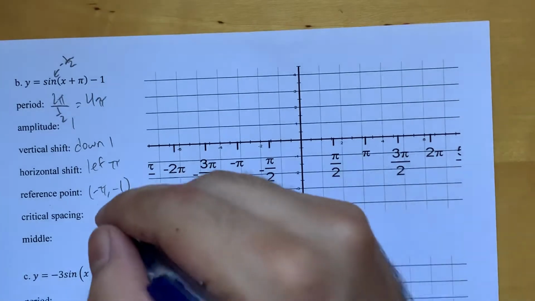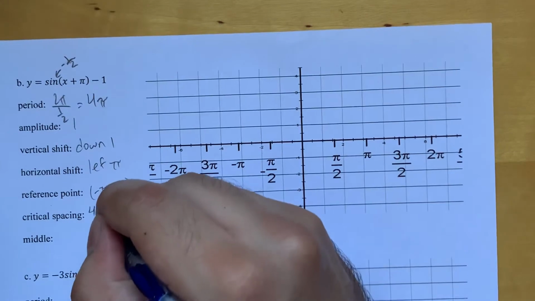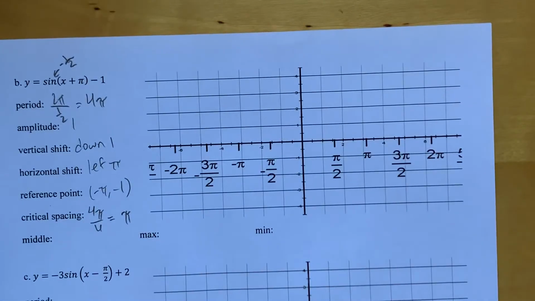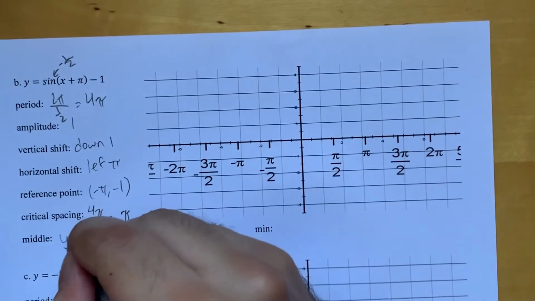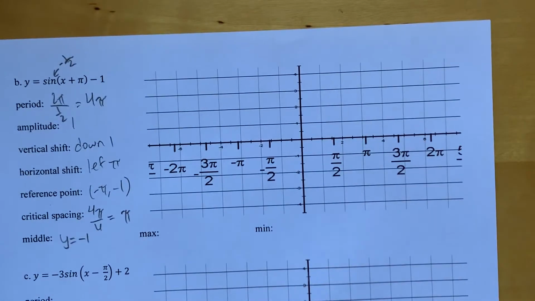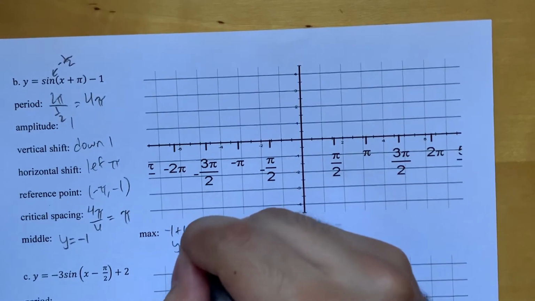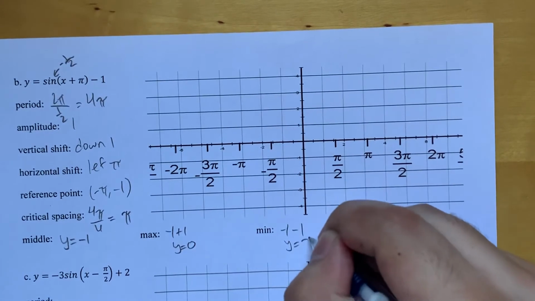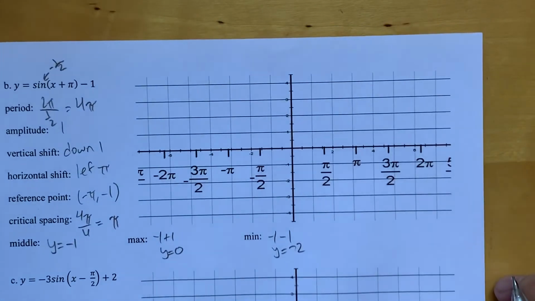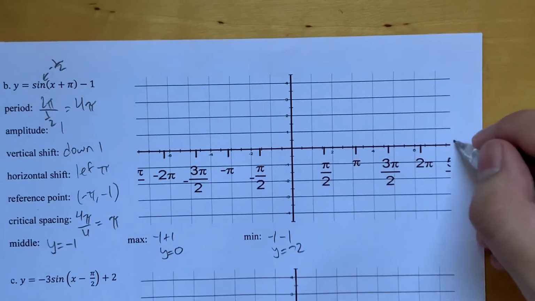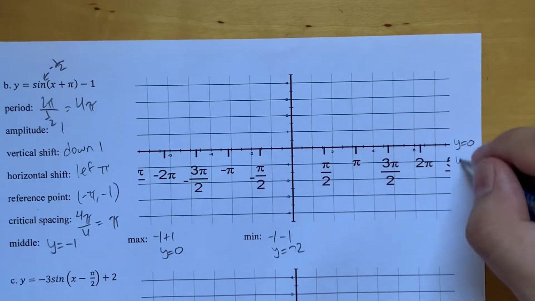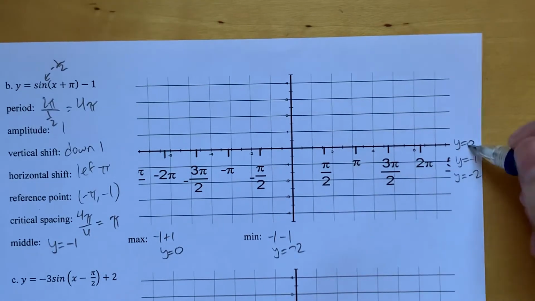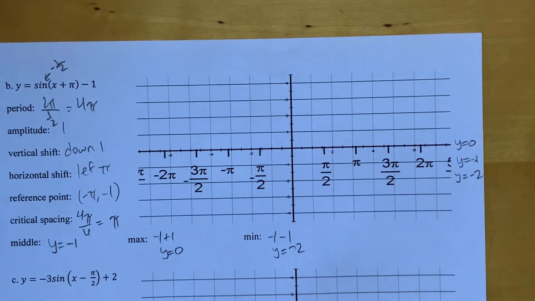Since my period is 4 pi, I just divide it by 4, and my critical spacing is equal to pi. Middle, y equals -1. -1 plus 1, y equals 0, and -1 minus 1, y equals -2. So I'm going to put y equals 0, y equals -1, so y equals -1 is my middle, and y equals -2 is my min. So I have my max, middle, min, right?